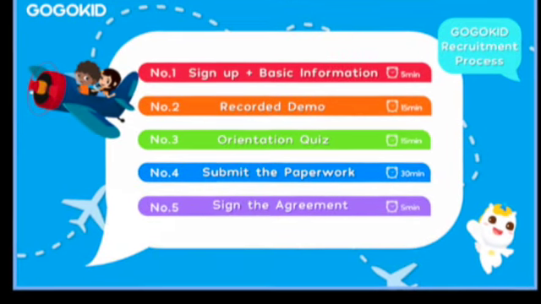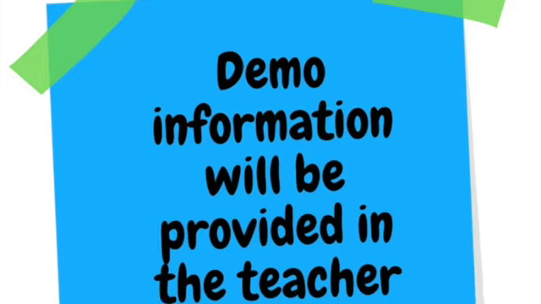Gogokid has a really easy, streamlined 5-step application process. Number 1, you just sign up and put in some basic information. They will give you the information that you need in order to do the online recorded demo. In order to be prepared for that, you should get yourself an educational background. It could be something like this, a map, or anything that is educational and attractive to children.